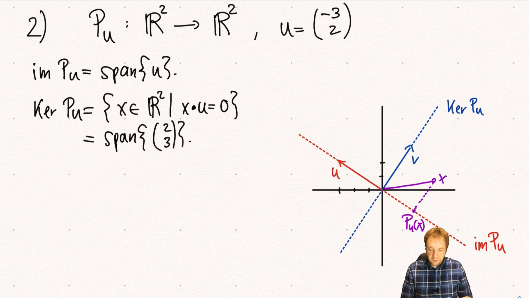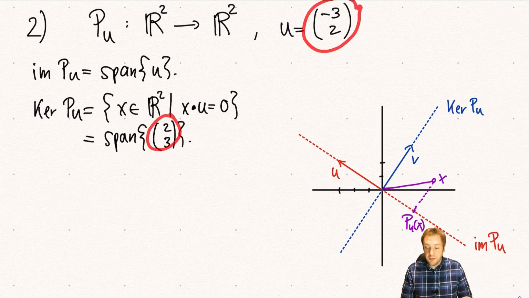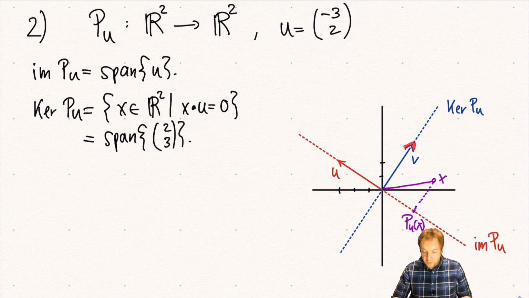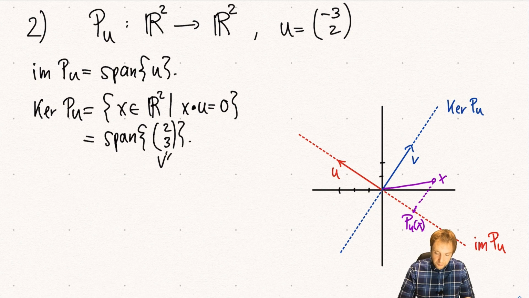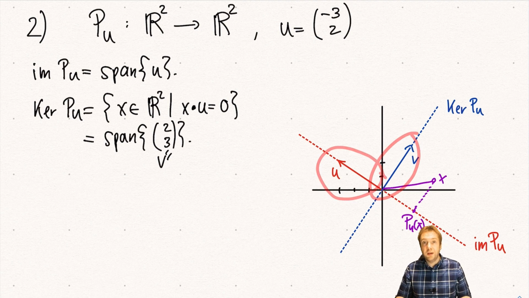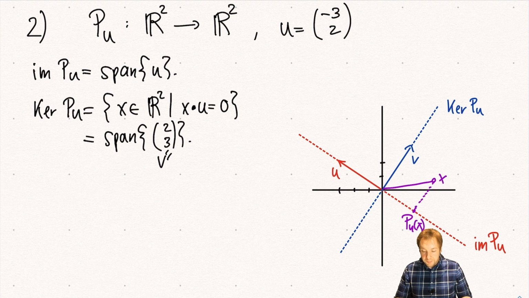Yeah, you can check that if you take the dot product of the vector (2, 3) with (-3, 2), then this dot product is 0, and all multiples of this vector are perpendicular to this line spanned by U. So this vector we want to call V. And now first notice these two vectors, U and V, are linearly independent, and they also span the whole space.